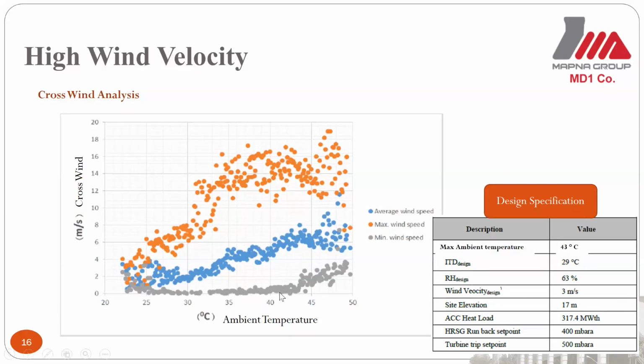As you can see, I am talking about this area: ambient temperature more than 43 centigrade and crosswind higher than 3 meters per second, this area. This chart leads us to the conclusion that the design condition indicated by the contractor is far from the real power plant situation. So it's completely normal that condenser pressure increases beyond the allowed range.